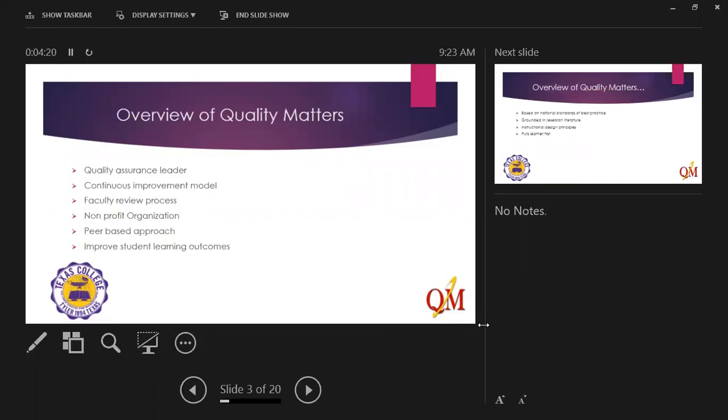So when it comes to the quality of online courses, Quality Matters is the assurance lead. In other words, it is the organization which has taken the lead in ensuring that the content in our online courses meets quality standards. Quality Matters is all about continuous improvement. You can never really attain perfection, so there's always the need to do something. That's why it's all about continuous improvement.